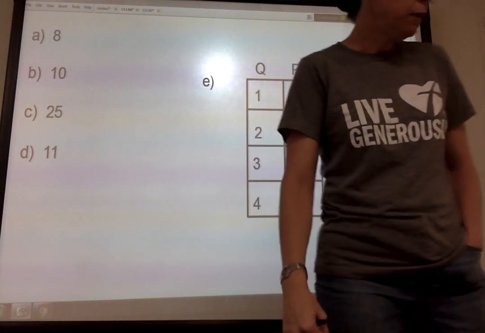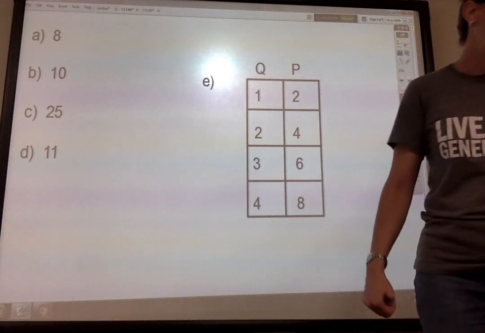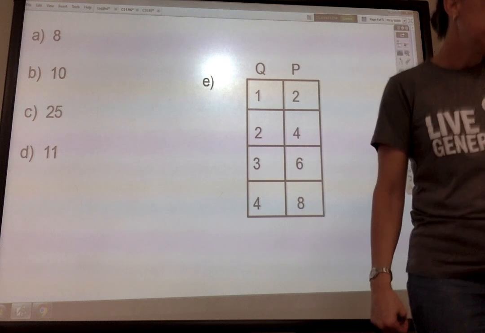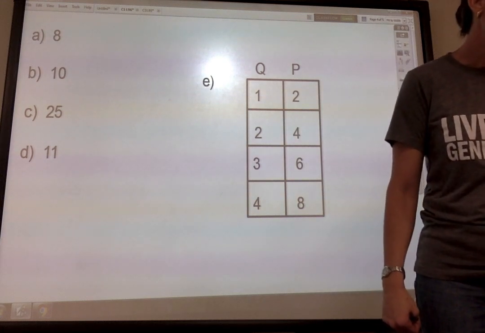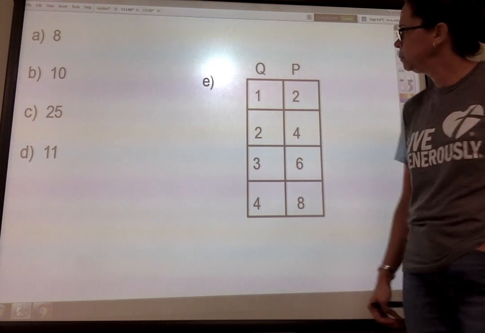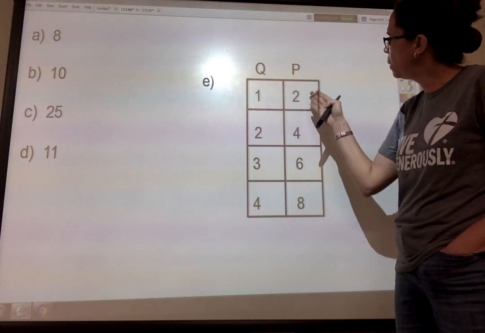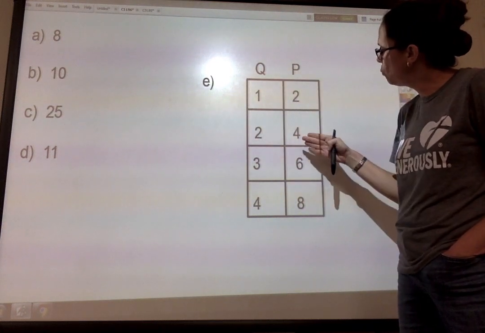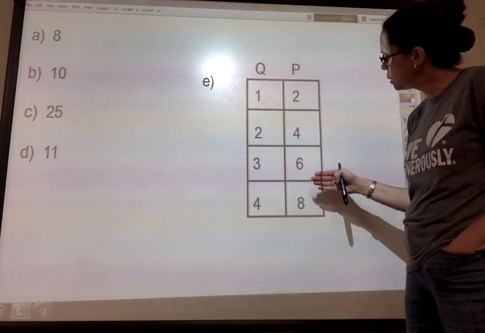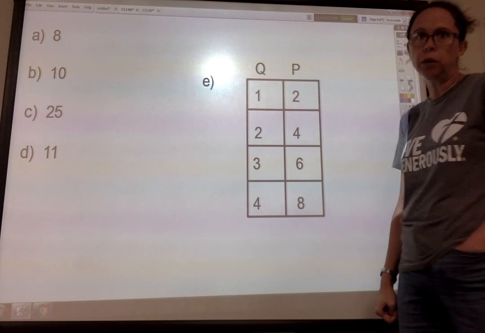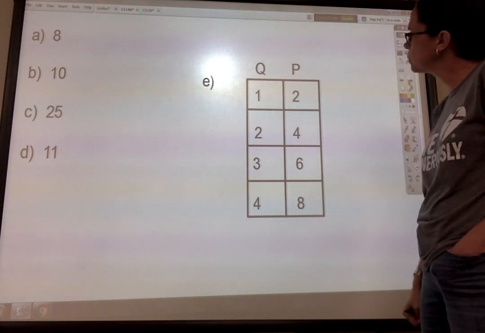Okay? And then E, they wanted us to make our own function table to show that every quart weighed 2 pounds. If I had 1 quart, it weighed 2 pounds. If I had 2 quarts, it weighed 4 pounds. If I had 3 quarts, it weighed 6 pounds. If I had 4 quarts, it weighed 8 pounds. So your function table should look like this.